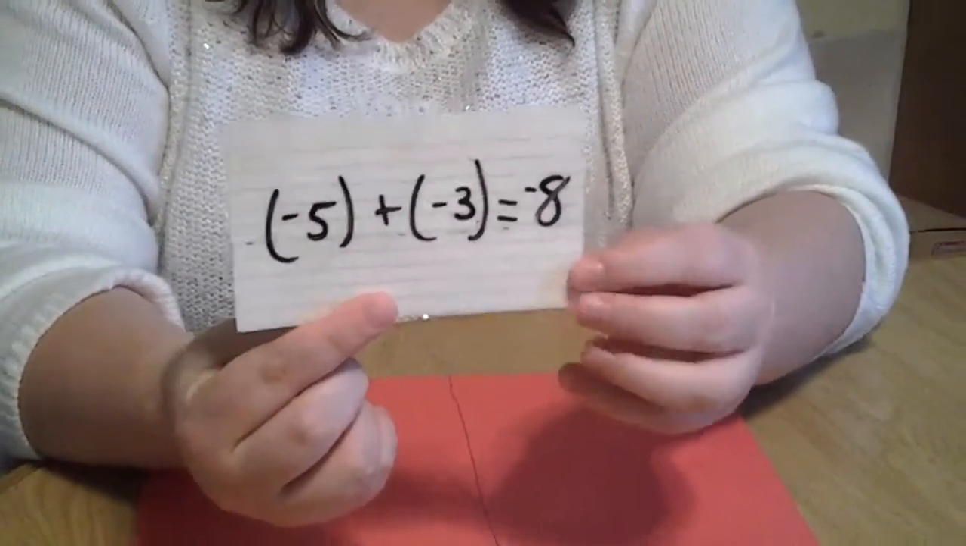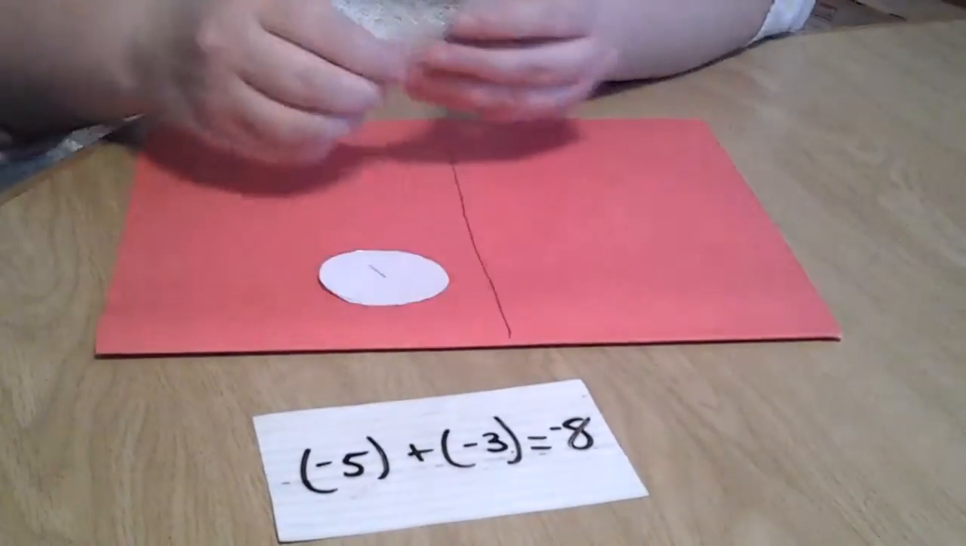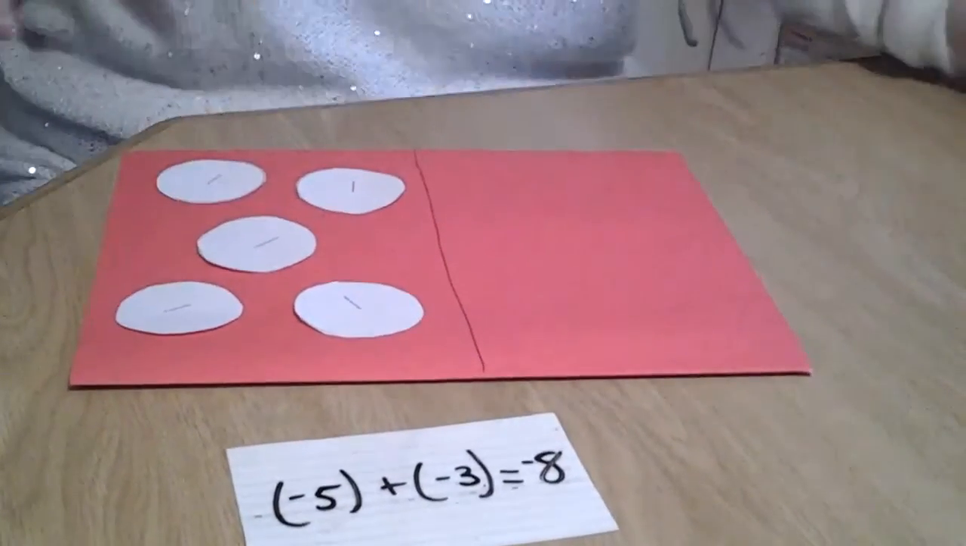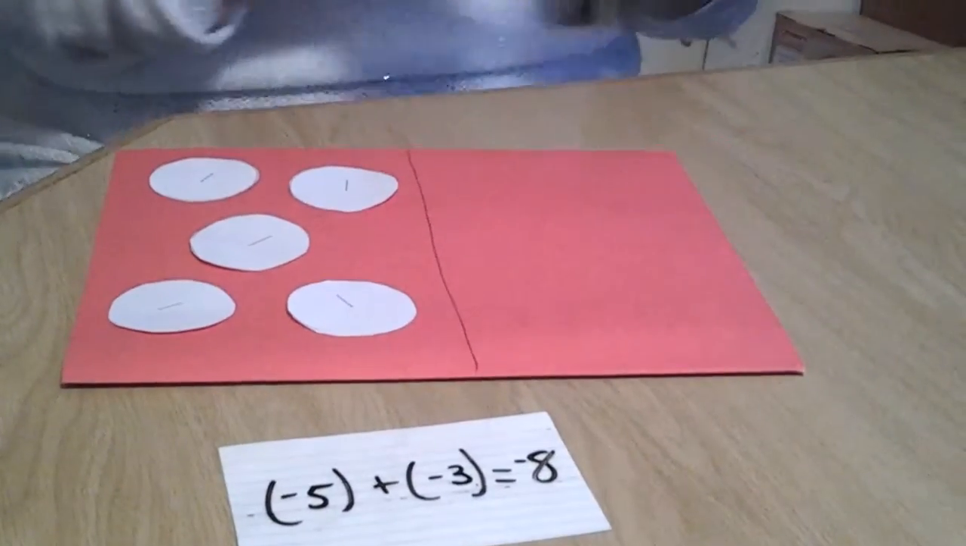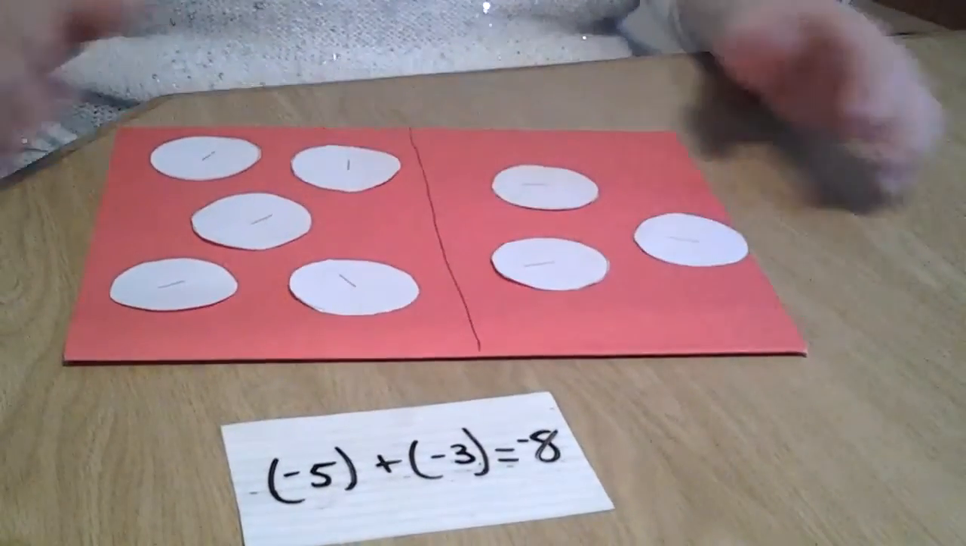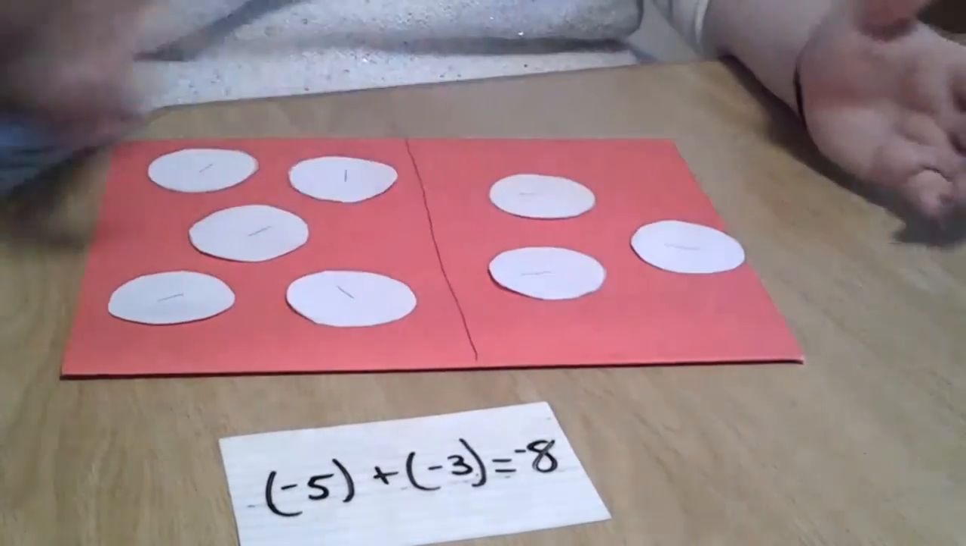Next, I would also do an example with adding 2 negatives together, so a negative plus a negative. For my example problem, I have negative 5 plus negative 3, which would then give me negative 8. On the one side I have negative 5, 1, 2, 3, 4, 5, and on the other side I have negative 3, 1, 2, 3, and altogether I get a negative 8, 1, 2, 3, 4, 5, 6, 7, 8.